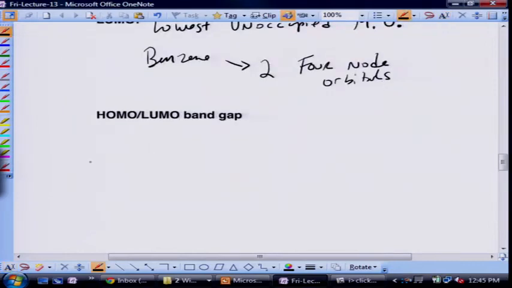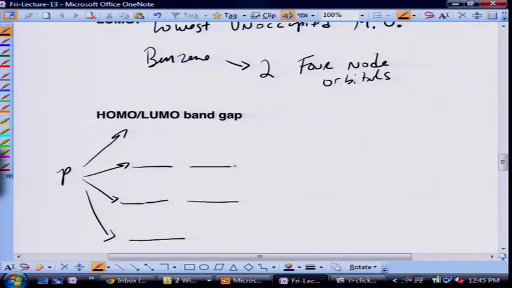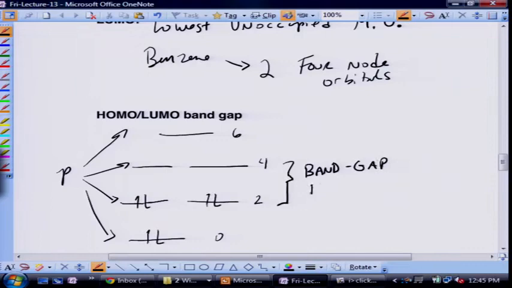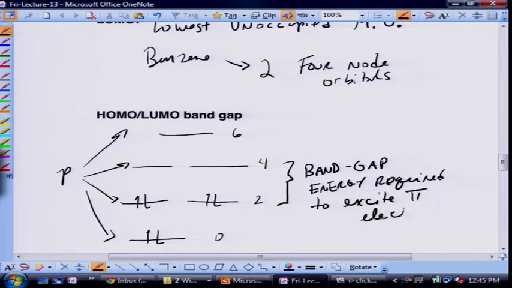So the band gap, like I said, let's just take benzene here for example. So benzene, we have these configurations. We have 0 nodes, 2, 4, 6 nodes. Our electrons reside here, and this is our band gap. This is the energy required to excite these pi electrons. Okay, so the size of the band gap will tell you the wavelength.